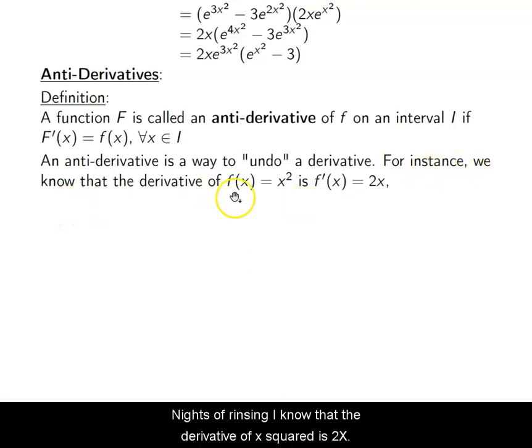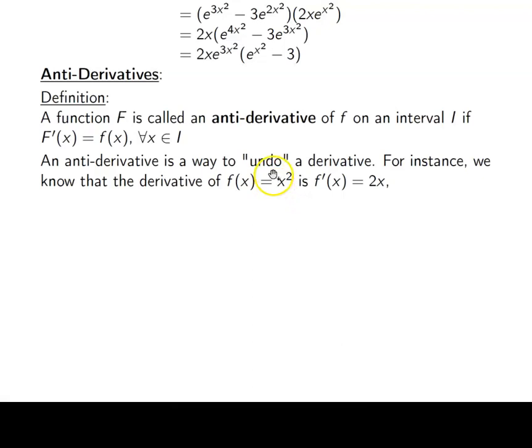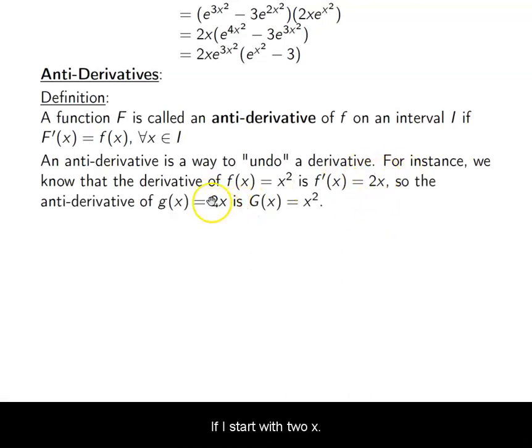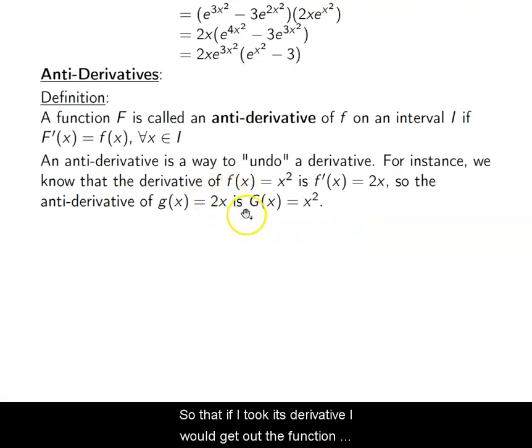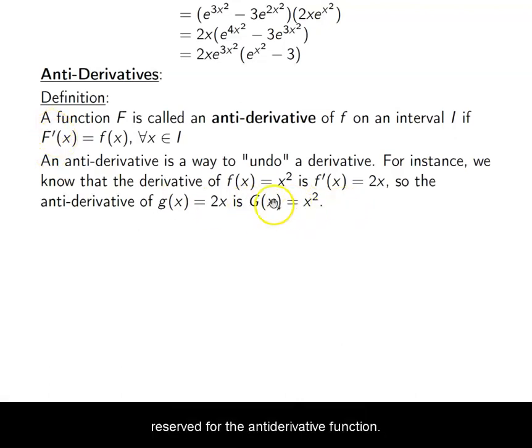For instance, I know that the derivative of x squared is 2x. That means the antiderivative of 2x is x squared. So if this is the function I start with, its derivative is 2x. If I start with 2x, then the antiderivative of 2x is x squared. So it's the way that I go back. It's what function would I need so that if I took its derivative, I would get out the function that I have. So it's going in the opposite direction. Notice that the lowercase is our function, and the uppercase is generally reserved for the antiderivative function.